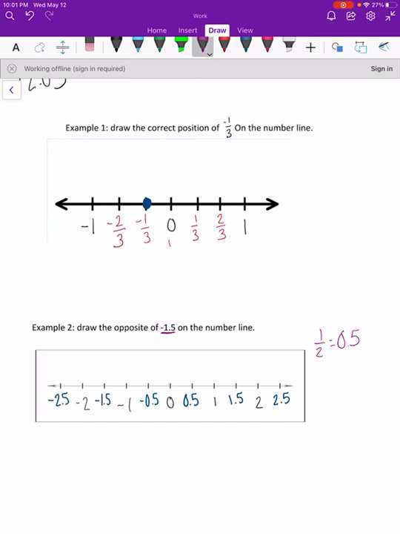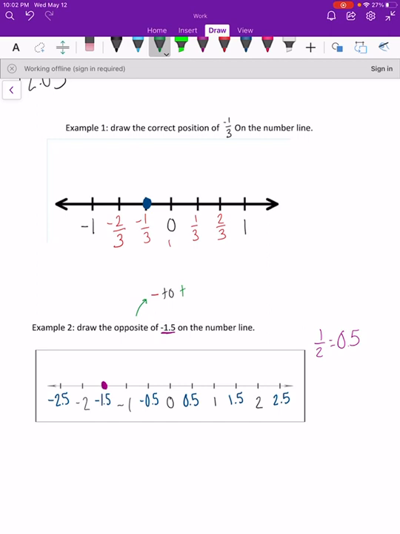So we want to know the opposite of negative 1.5. So here's negative 1.5 on our number line. We want the opposite. And the opposite would just mean the positive version. So we're going to say minus to positive.